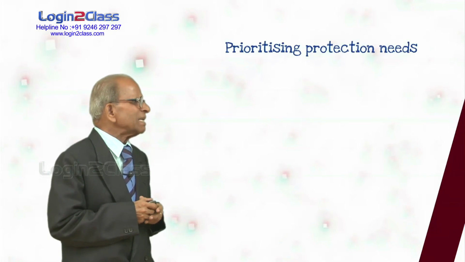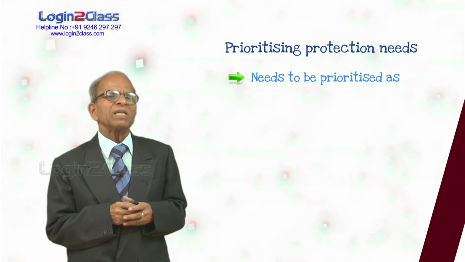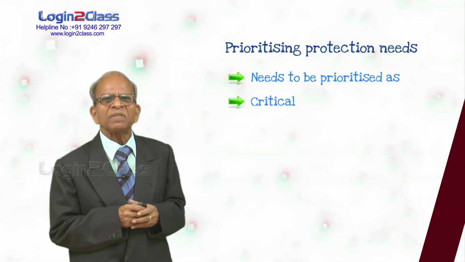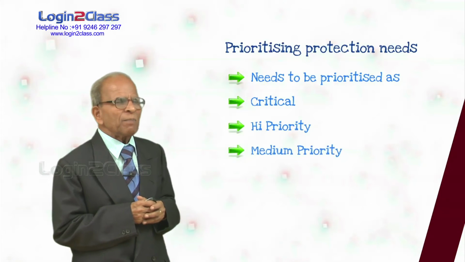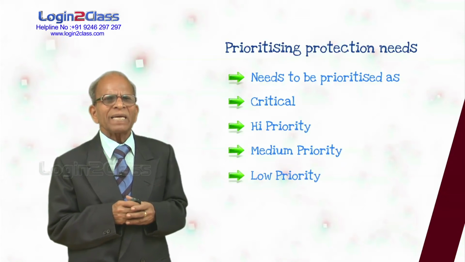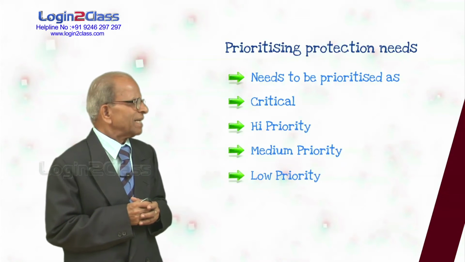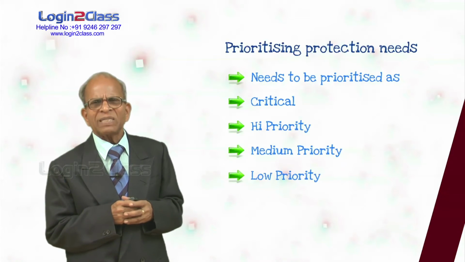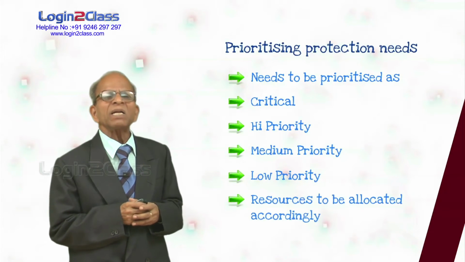Now, protection needs are to be prioritized as per the needs we have seen already. Some are critical. Critical need means top priority. Urgently you have to go in for that. Family protection, top priority. Then high priority needs, medium priority, low priority. So you classify your needs like this. What are my critical needs? What are my high priority needs? Medium priority needs and low priority needs. And the resources you have. Your income will increase after a few years. Right now, you are not in a position to take care of all the needs of the family. So, resources are to be allocated accordingly.